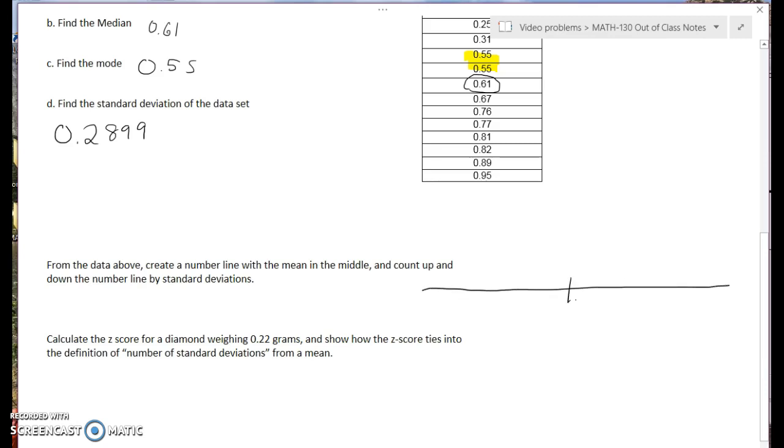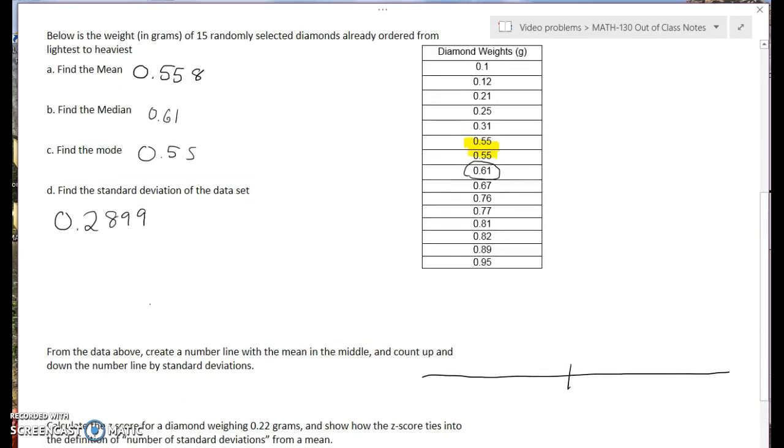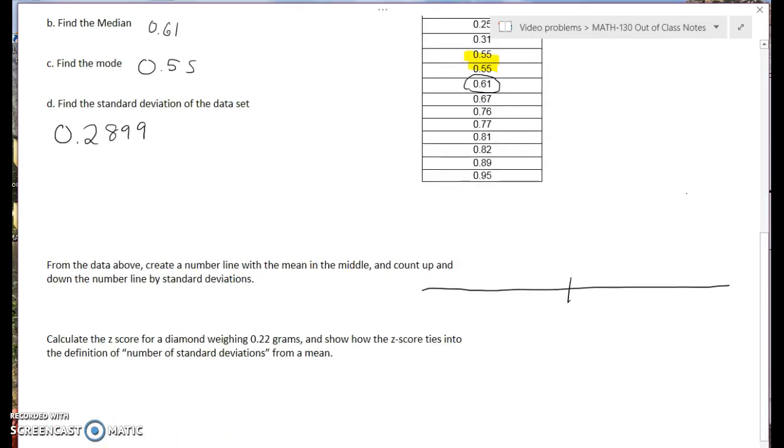We're going to put the mean in the middle, which we found was 0.558. So I'm going to put that right here in the middle. And then we're going to count up and down by standard deviations. So I'm going to take my first number, 0.558, and add 0.2899. And that gets me to 0.8479.